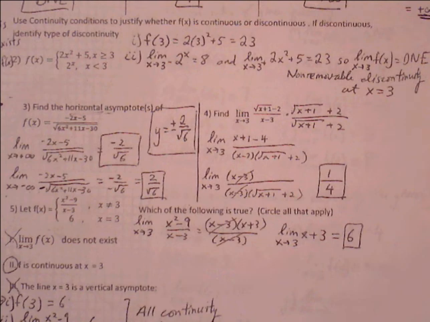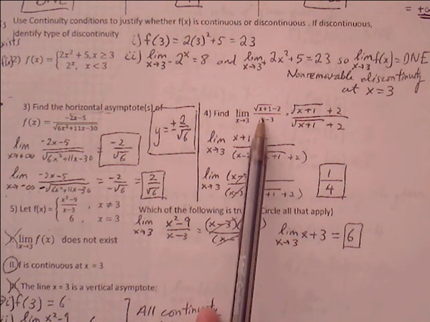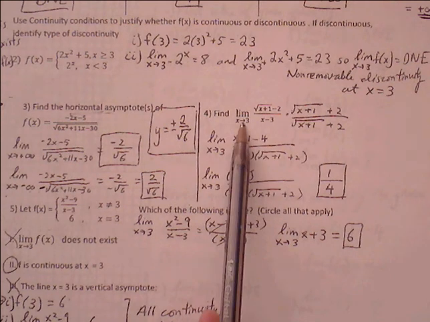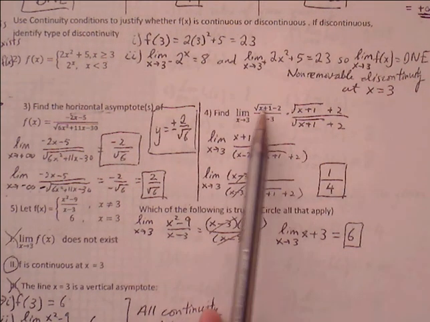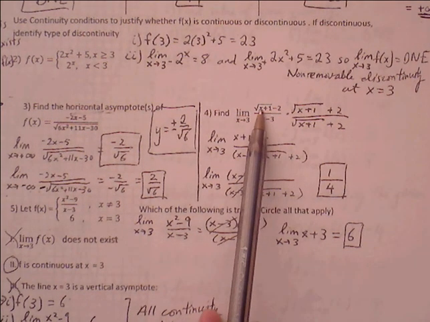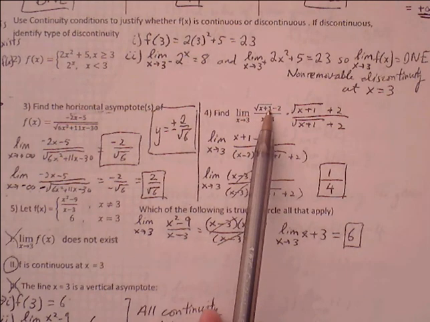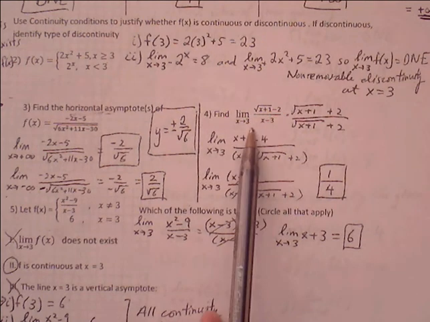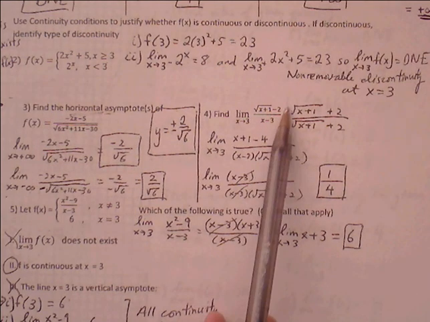All right, these are special types of problems where we have to deal with the conjugate of the numerator. But first, we always plug in our x value. So if I plug in 3 for x, I get 3 plus 1 is 4. Root 4 is 2. 2 minus 2 is 0. 3 minus 3 is 0. 0 over 0 is an indeterminate form.